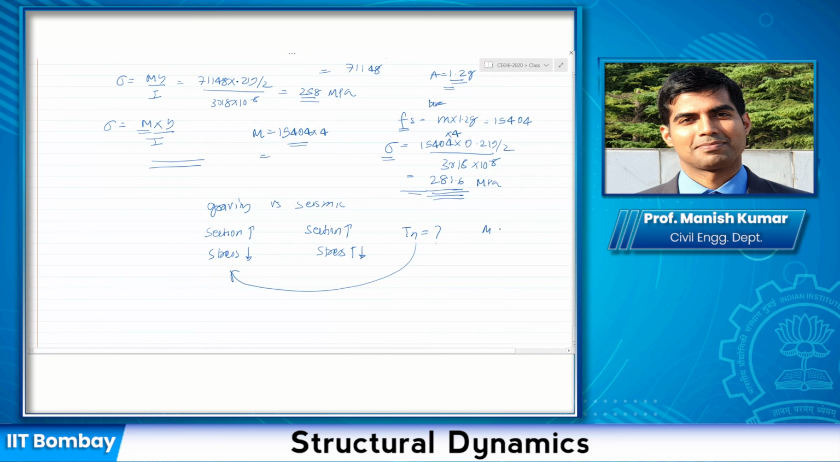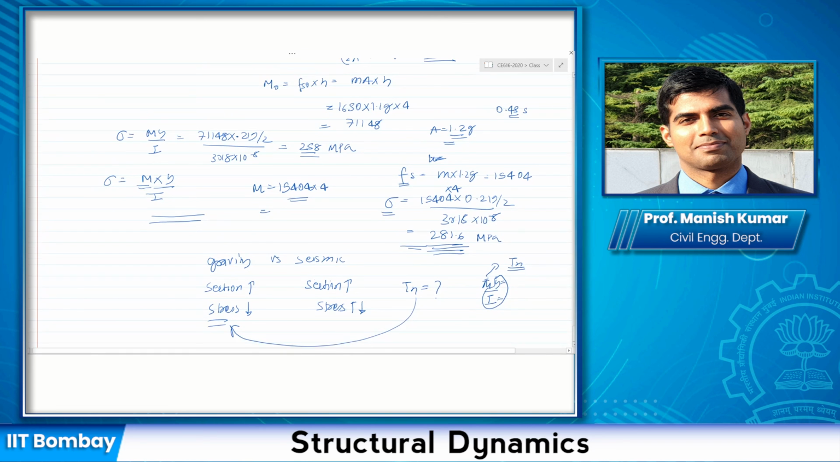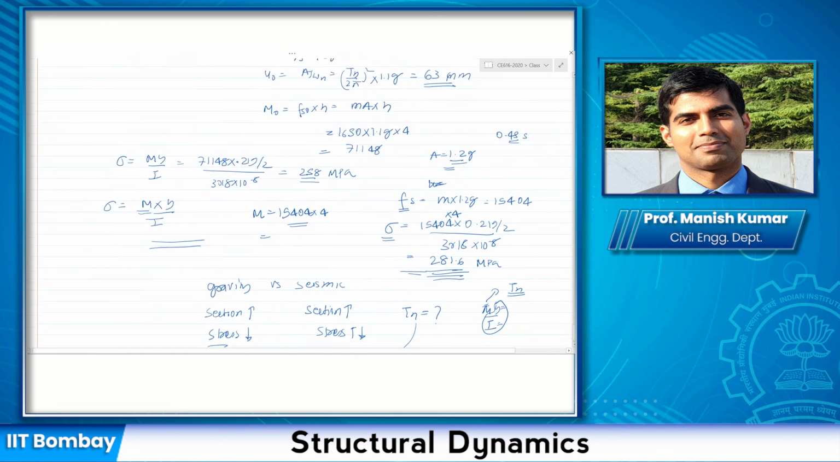So in My by I, remember that moment is actually fixed for gravity analysis. However, for seismic analysis, moment changes depending upon the time period of the structure, while these values actually reduced. So it is a combination of moment, y and I, and depending on that the stress might increase or decrease. And this is the biggest error that designers make in seismic analysis, thinking that if you make the section larger, then you would have smaller stresses in the structure, which is not always the case, although the deformation is actually reduced.